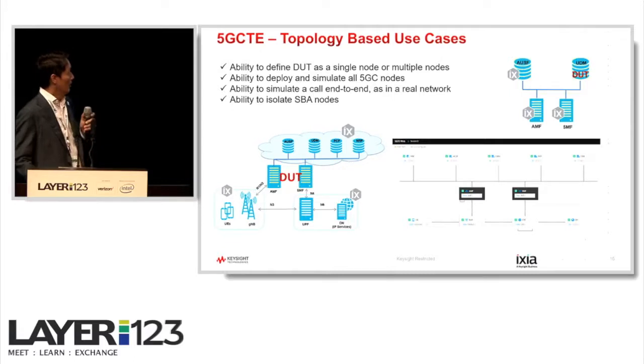Also, there are test cases we can use for horizontal scaling tests, especially when you're scaling out your SMF or your user plane functions. These are also possible as we can devise multiple SMFs and also UPFs, and we have the ability to isolate certain service-based architecture nodes.